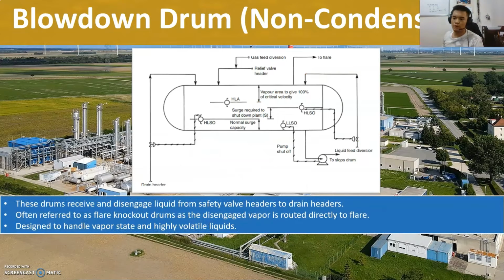The blowdown drum has two configurations, one of which is the non-condensable configuration. Non-condensable blowdown drums receive and disengage liquids from safety valve headers to drain headers, and they are often referred to as flare knockout drums, as the disengaged vapor is routed directly to the flare. They are designed to handle the vapor state and highly volatile liquids, meaning that the vapors going inside will not condense back into liquid, so that it can handle its highly volatile nature.